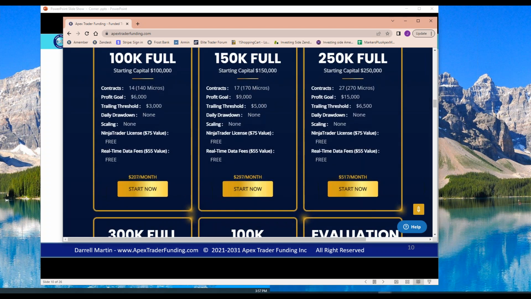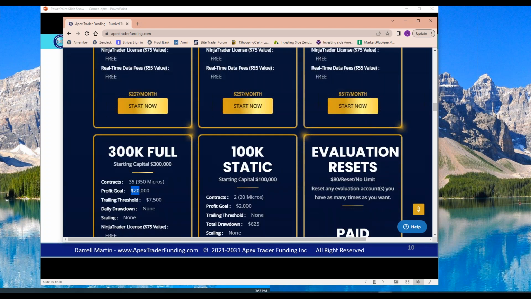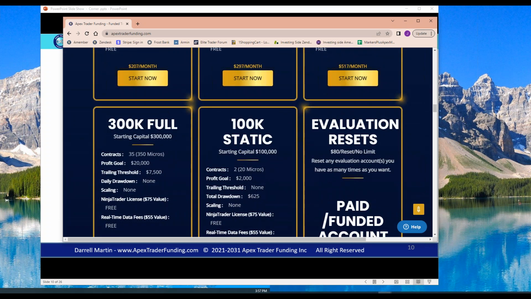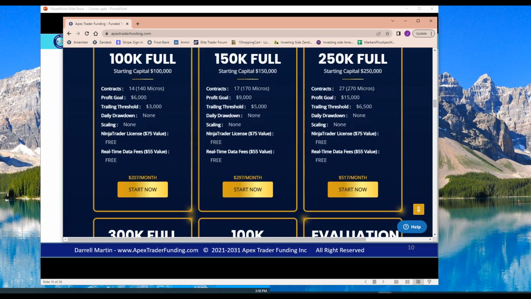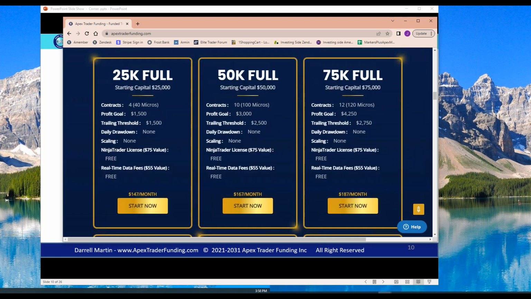Okay, this one you only got to make $9,000. This one you got to make 20. Ooh, I want to do it quick. I want to pass quicker. I don't want this one. Who cares if it takes you a little extra time? The number that you need to worry about is this number right here, the trailing threshold, meaning that your maximum loss, okay? Your maximum loss.